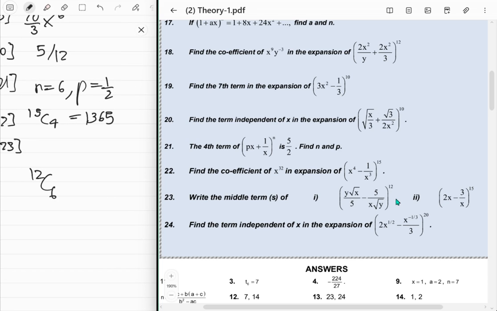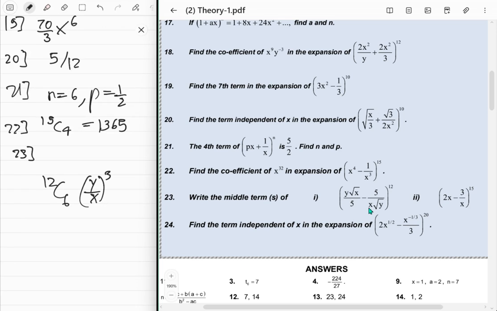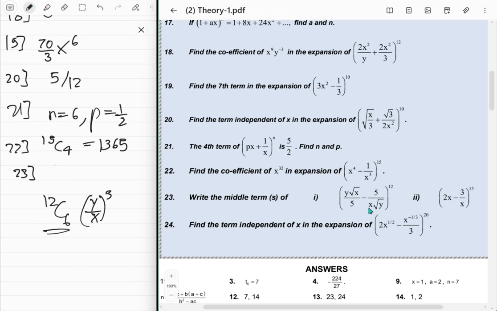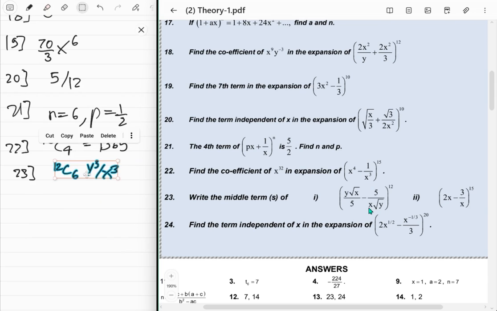12C6, y root x to the power 6, and then you got x root y to the power 6, then you got this. Okay, well, those square root of xy things cancel. That's really nice. But there's square root of y extra and square root of x extra over here. So it's square root of y upon x to the power of 6, so it's going to be y cubed upon x cubed. I'm going to leave it like that, because who wants to calculate this? 12C6 y cubed upon x cubed. That's it. So the first part of 23 is done.